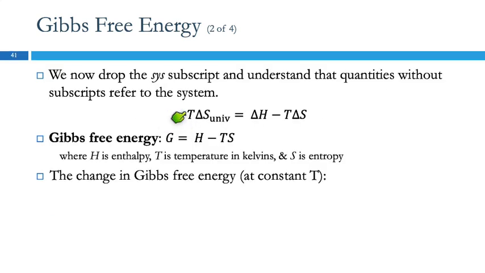So if we drop the subscript, so this was the subscript for the system and that was the subscript for the system, and we just tell ourselves we're going to remember that quantities that don't have a subscript, we're talking about the system. So now we've got the change in entropy for the universe, and it's related to the change in entropy for the system. Well, here's a new quantity, the Gibbs free energy, and that has the symbol G. Gibbs free energy is equal to the enthalpy minus the temperature times the entropy.